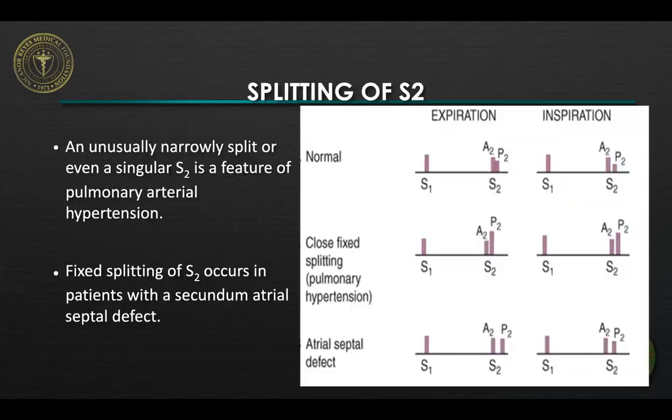Some disease conditions may present with abnormal splitting of S2. Number one, an unusually narrow split or even a single S2 is a feature of pulmonary arterial hypertension. Another is fixed splitting of S2, which occurs in patients with a secundum type of atrial septal defect. Please take note of the diagram on the slide.